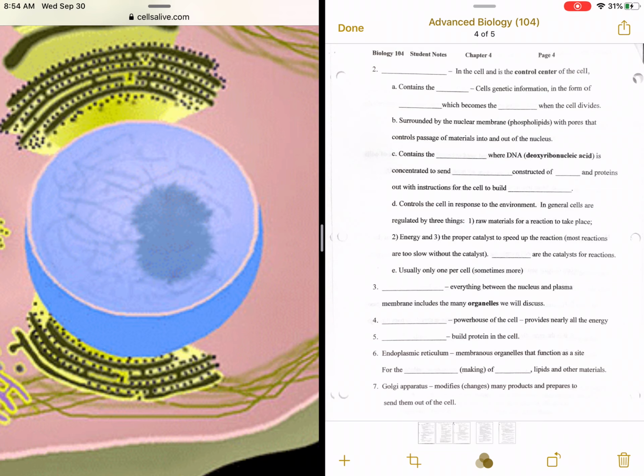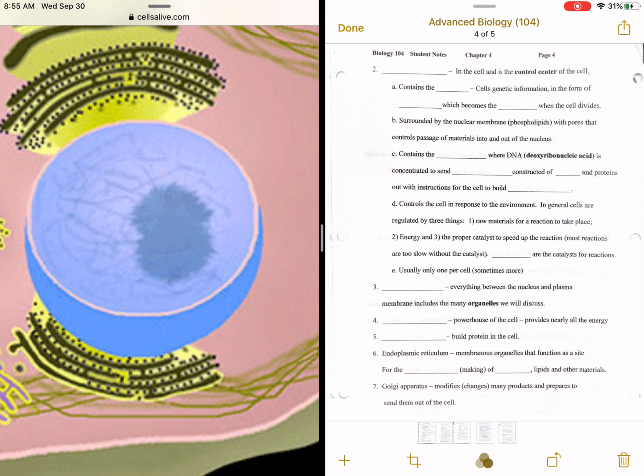The chromatin never leaves, but the RNA, after it copies it, the copy of the blueprint can leave, and it will allow that to leave and go into the cytoplasm and do its job. It also contains the nucleolus, where DNA, deoxyribonucleic acid, is concentrated to send ribosomes constructed of RNA and proteins out with instructions for the cell to build proteins. So a ribosome is actually made of RNA and proteins, and the nucleolus is where those are constructed.